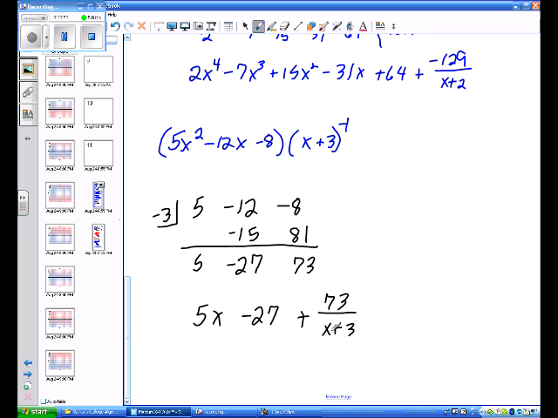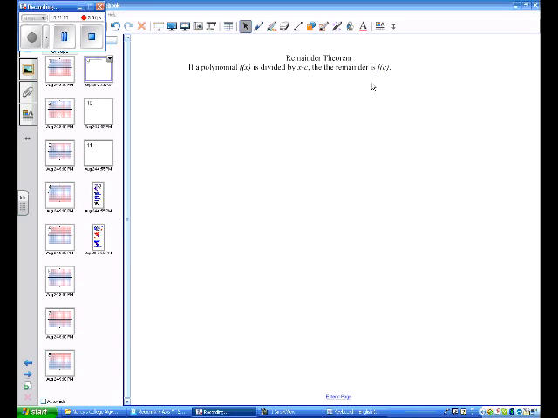Now there's some special theorems that we have with our synthetic division that make some very important discoveries. Along with our division, both long division and synthetic division, there's two very important theorems that we use. The first one we're going to look at is called the remainder theorem. The remainder theorem says if a polynomial f of x is divided by x minus c, then the remainder is f of c. Now let's look at what this means.